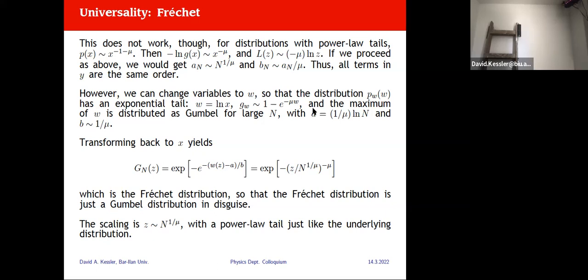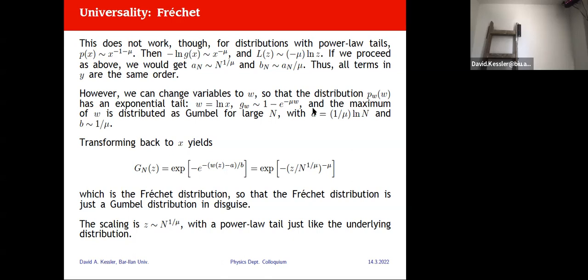For the exponential distribution, we calculate A is log n, and B is order 1. So in fact, B is much, much smaller than A, and this works great. And when you plug that back in, so you take the Gumbel in W, you plug in what W is, you get this distribution. Now that has a name, it's called the Frechet distribution.